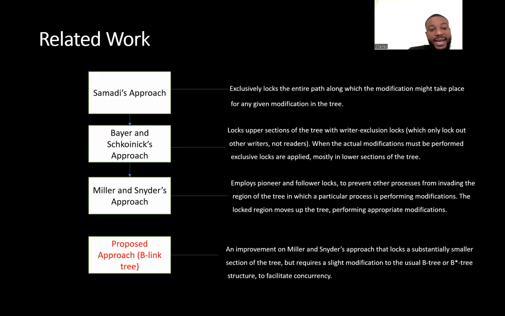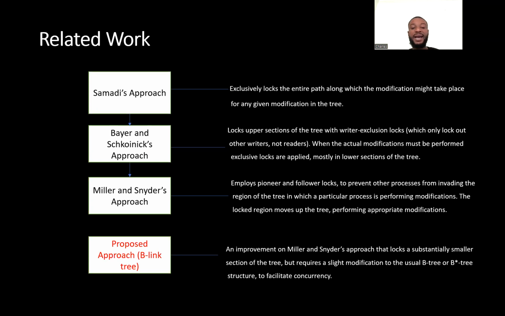Previous works: one early work on this problem was Samadi's approach, which exclusively locks the entire path along which a modification might take place. So his strategy locks the whole path of the tree. Now, Bayer and Schkolnick's approach locks just the upper section of the tree with writer exclusion locks, which only lock out other writers, but not readers. So his was an improvement, but with his approach, you still cannot perform two write operations, like maybe insertion and deletion, or insertion and insertion itself.